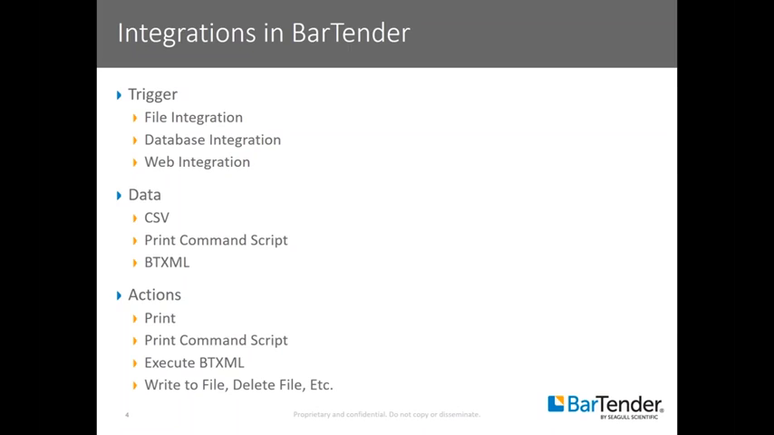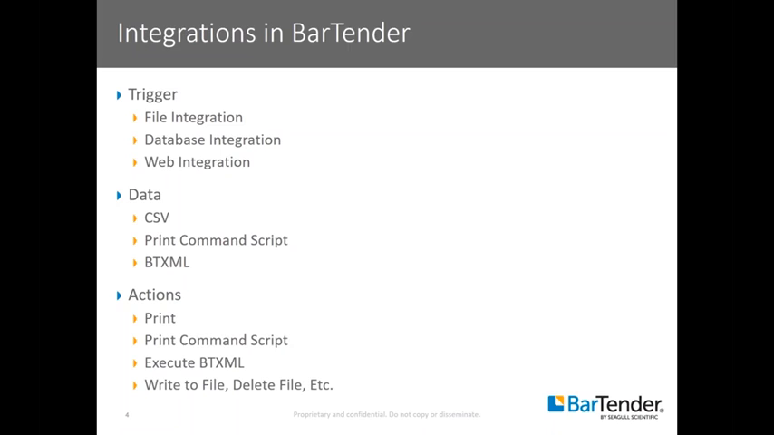And in today's example, our integration will be triggered by a file being dropped into a folder, which our integration has been configured to scan. The second is going to be the data. Data is going to be the format or structure of the data coming in over the trigger or integration method. There are several and really almost endless options on what kind of data and the structure that you can pass. The important thing, of course, is to make sure that the data structure is consistent. Some examples of this will be our CSV, print command script, or BTXML.